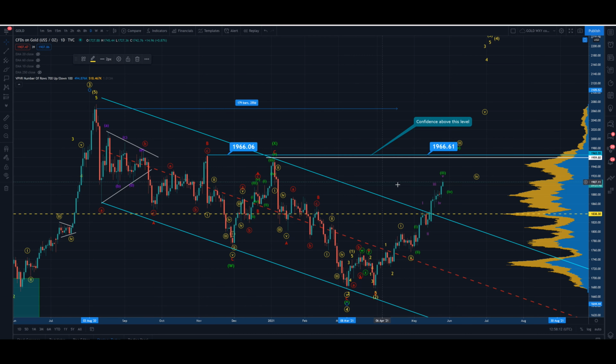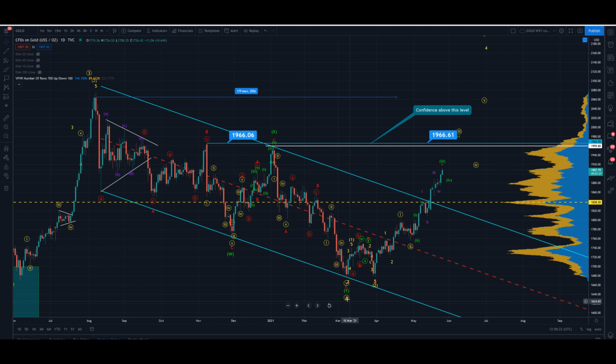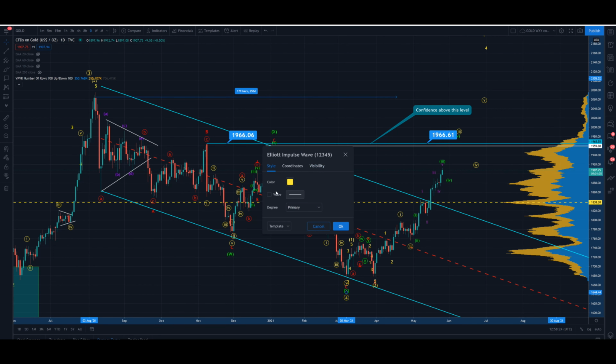So we're here on the daily time frame, in the arithmetic scale, and we're looking at an extremely bullish chart for gold. Now my assumption is that we've completed a wave 4 correction on primary wave degree, and we are now heading higher in a primary wave 5. That's the large wave degree.